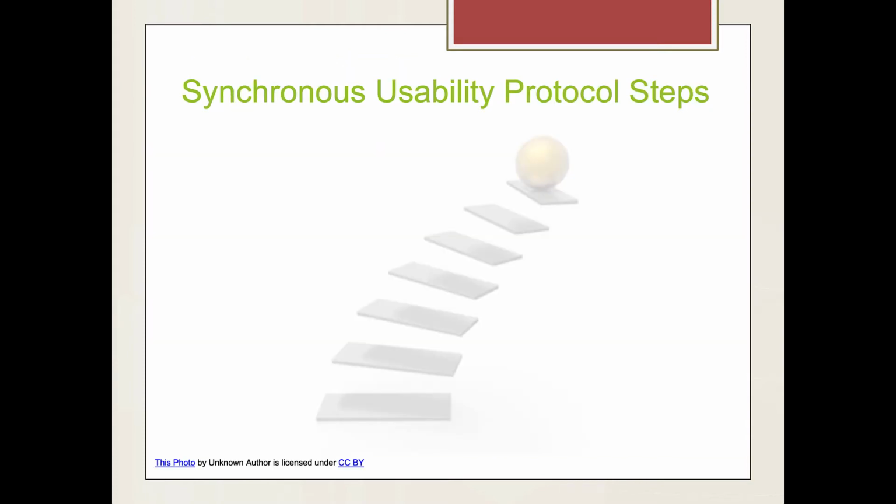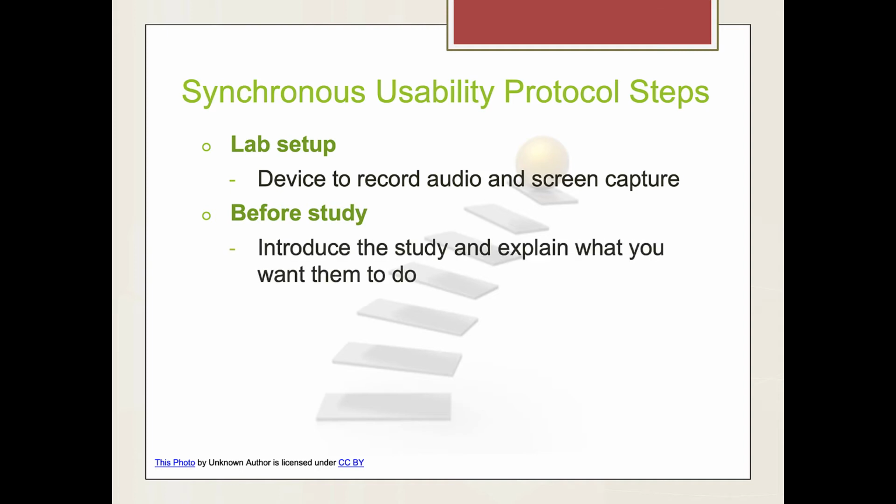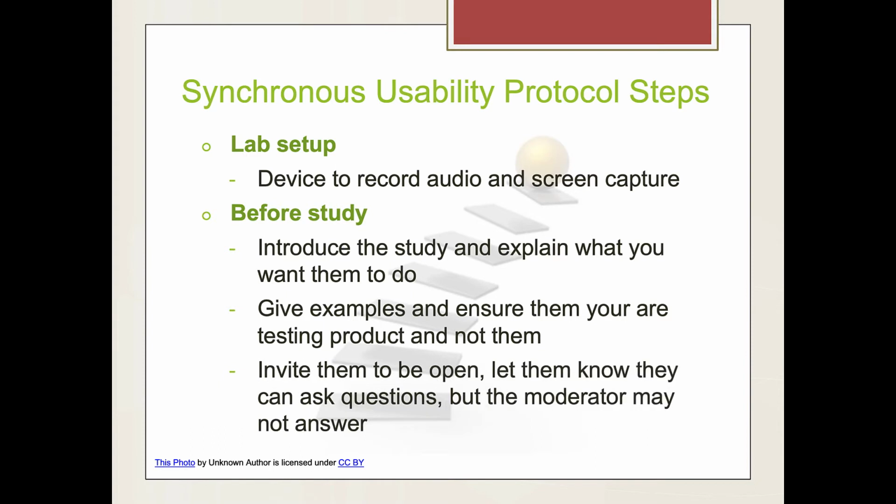Synchronous usability protocol steps. First is the lab setup. You need a device to record audio and screen capture. Before the study, introduce the study and explain what you want them to do. Give examples and ensure them that you are testing the product and not them. And invite them to be open. Let them know that they can ask questions, but the moderator may not answer.